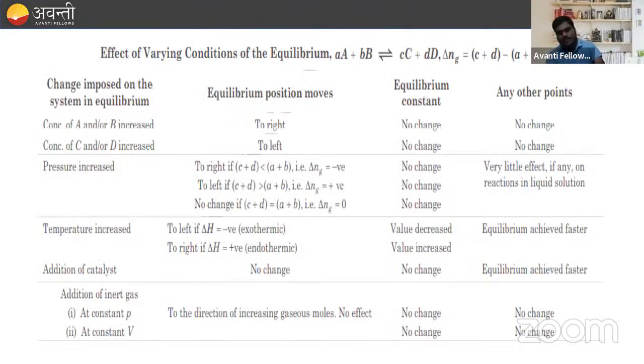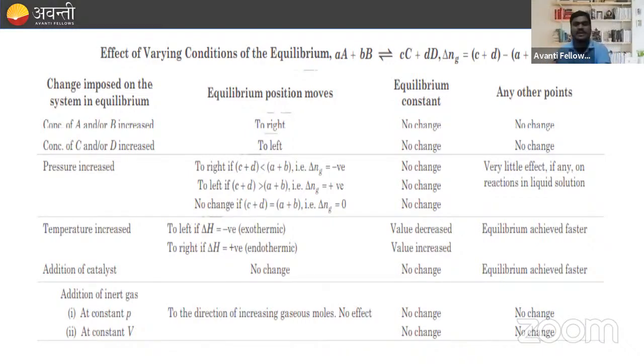Right? So this is the small chart which carries all the important information of Le Chatelier's principle. For any chemical equation like A + B gives C + D, with delta Ng here. If the concentration of A and B is increased, then the equilibrium moves towards the right. The equilibrium constant, no change. Similarly, if the concentration of C and D is increased, then the reaction moves from right to left, equilibrium constant no change. Pressure increase.